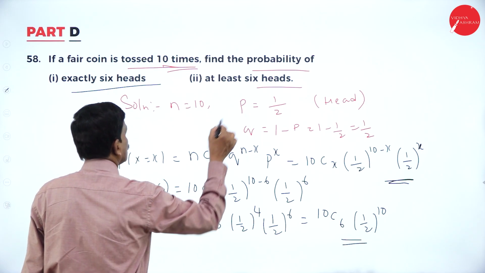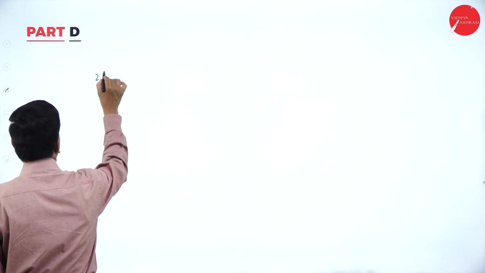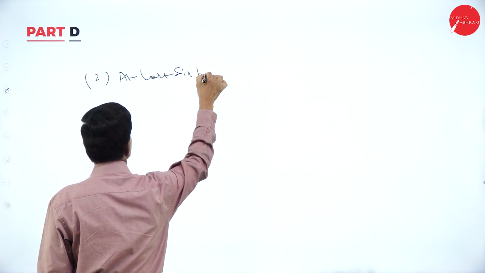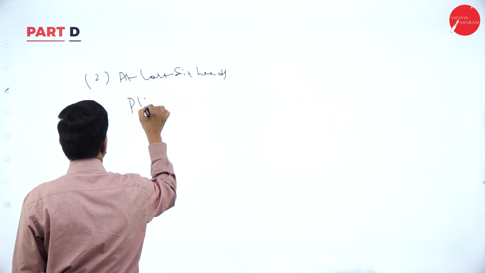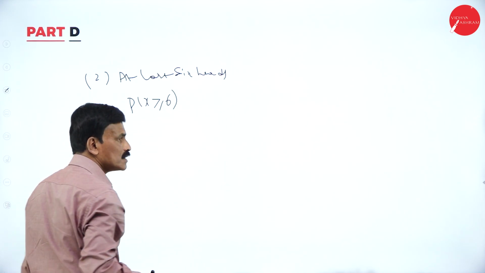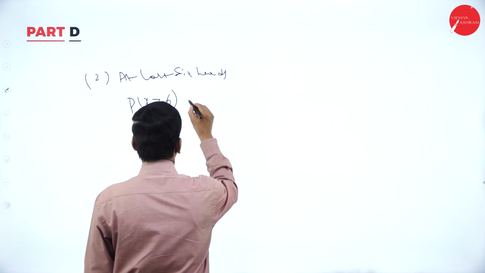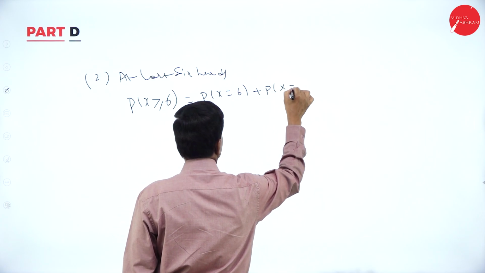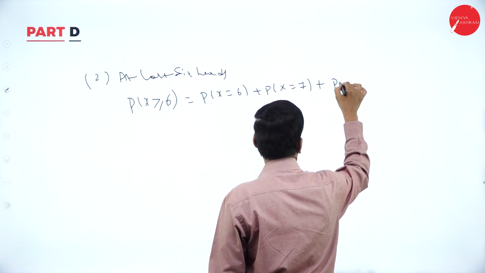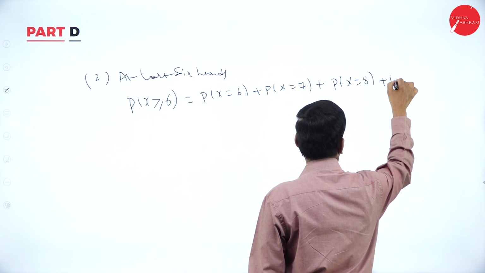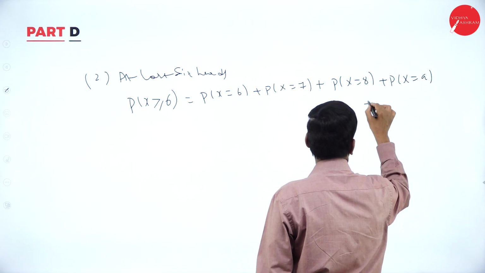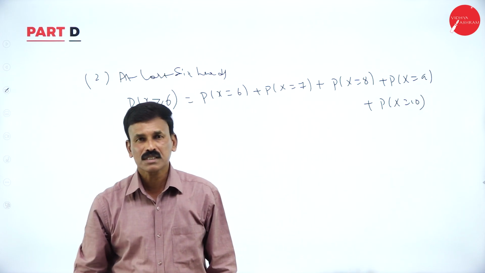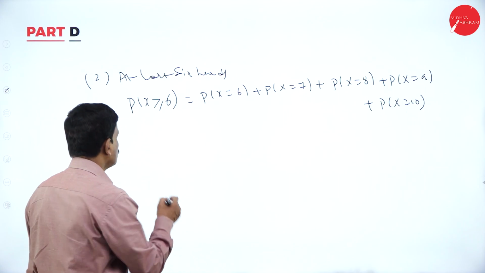Now second condition. What is the second condition? At least 6 heads. 6 heads means probability of X is greater than or equal to 6. Right. That means what is this equal to? That is probability of X equal to 6 plus probability of X equal to 7 plus probability of X equal to 8 plus probability of X equal to 9 plus probability of X equal to 10. These are the cases, right? Now very simple, just substitute here.